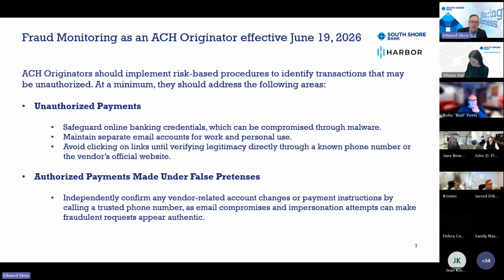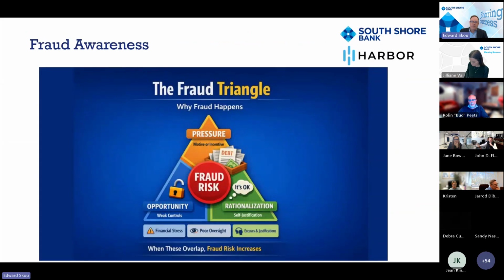In addition to that, as we look at fraud monitoring, we're going to spend some time talking about implementing an internal fraud monitoring procedure that's really going to reduce the risk of unauthorized payments and authorized payments through false pretenses. Unauthorized payments are most often a result of a user's online credentials being compromised. Authorized payments made under a false pretense happen when a vendor's email is compromised. So I'm going to transition over to Bud and John to talk a little bit more about these topics.